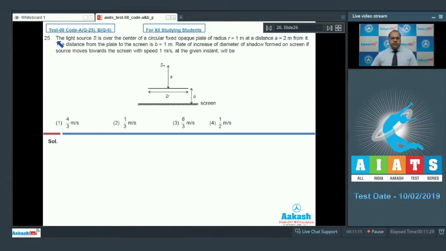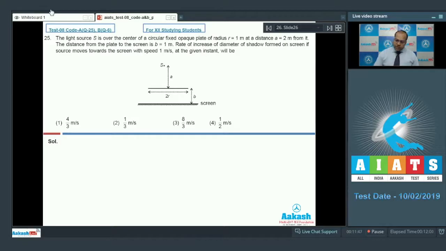In question number 25, the light source S is over the center of a circular fixed opaque plate of radius 1 meter and at a distance a equal to 2 meter from it. The distance from the plate to the screen is 1 meter. Rate of increase of diameter of shadow formed on screen if source moves towards the screen with a speed 1 meter per second at the given instant will be.